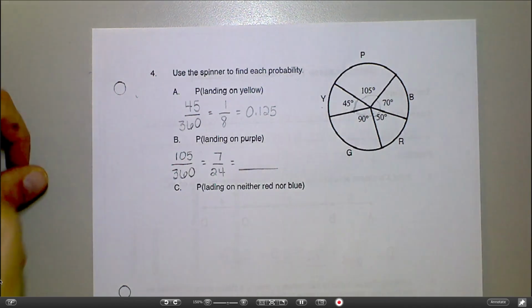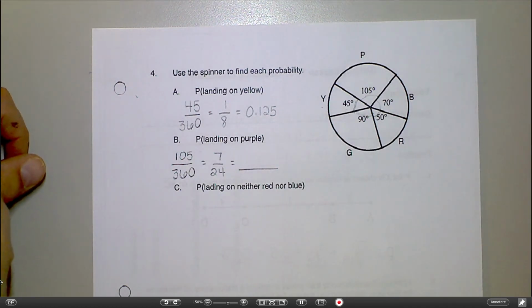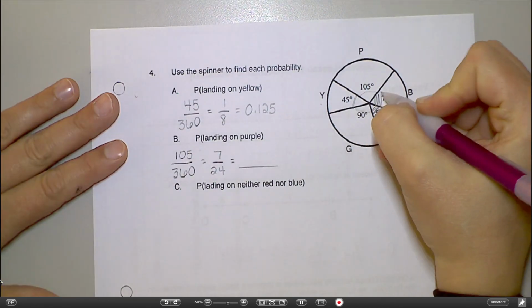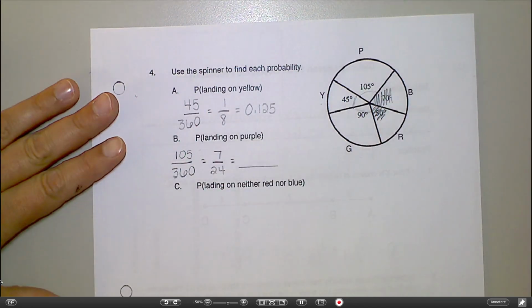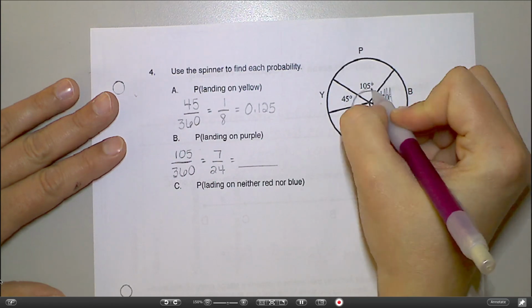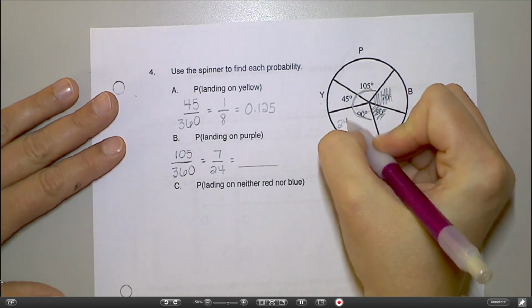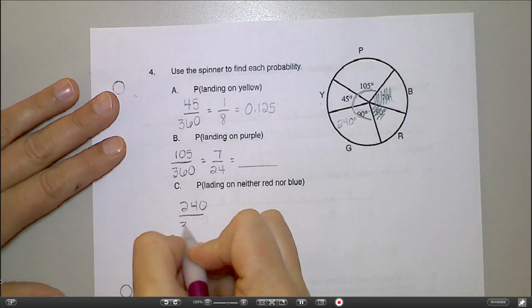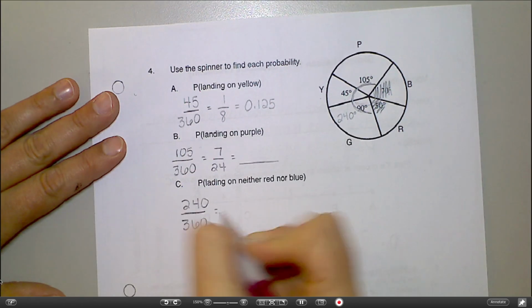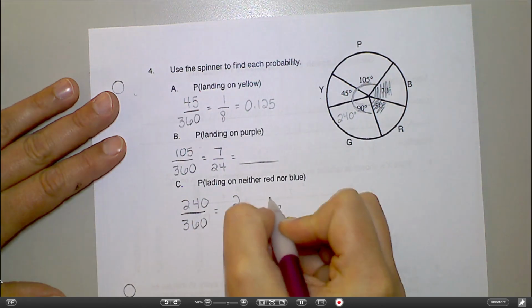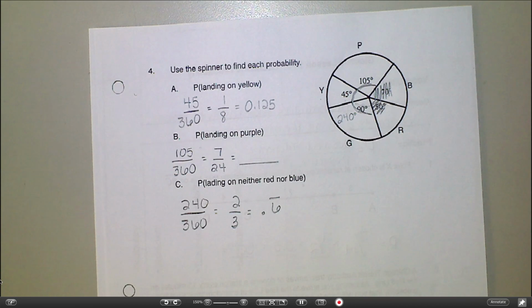Probability of landing on neither red nor blue. So I don't want to land on red, and I don't want to land on blue. So what am I going to do? Add up the other ones. Good. So this is going to be 150 and 90, so this whole thing is 240. Did I do that math right? Yes. So 240 out of 360 reduces to 2/3, which is 0.6 repeating as a decimal. Good? Easy? Glad to hear it.